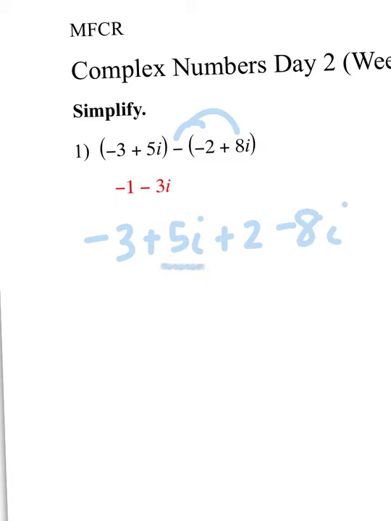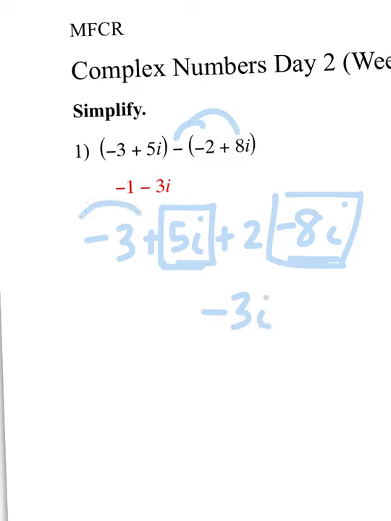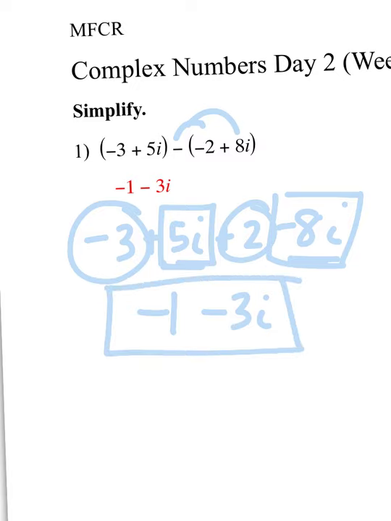We take our i values and we can combine those. So positive 5i minus 8i will be negative 3i. And then negative 3 plus 2 is negative 1. And that is your answer. This is called a complex number because it involves an imaginary number and a real number. So what you want to do is list the real number first, that's the negative 1, and list the imaginary number second, which would be the negative 3i.